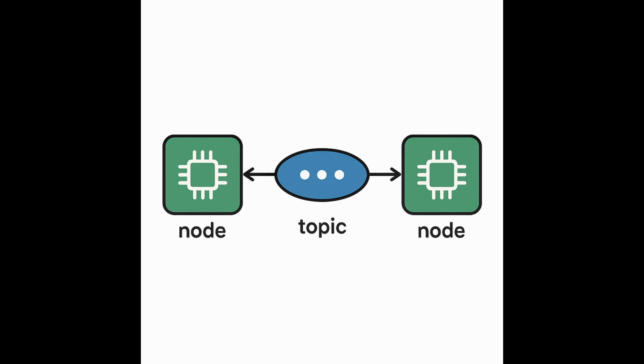ROS is built around a few key components, like nodes. A node is like a small program that does a specific job. For example, one node might control the robot wheel while another reads data from the camera. In ROS, many nodes run at the same time and work together. Another component is topics. Topics are the way nodes talk to each other. Imagine a topic like a communication channel.